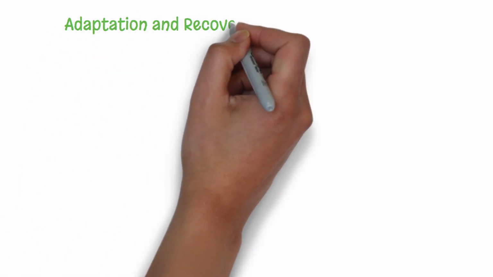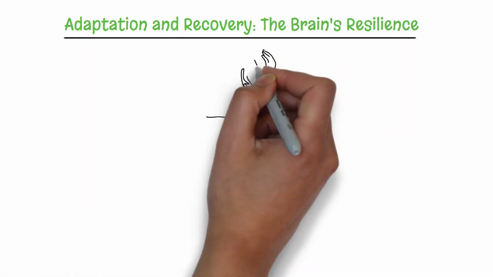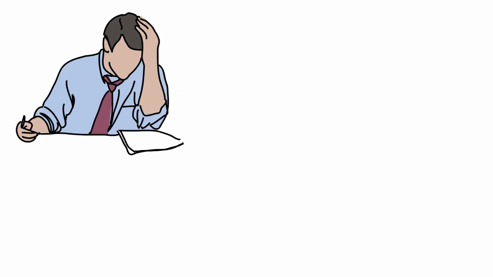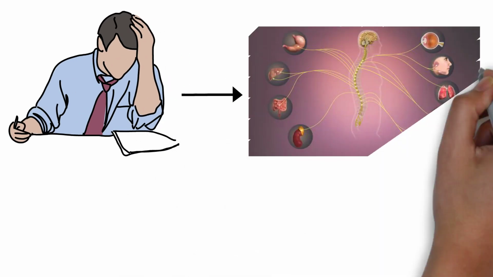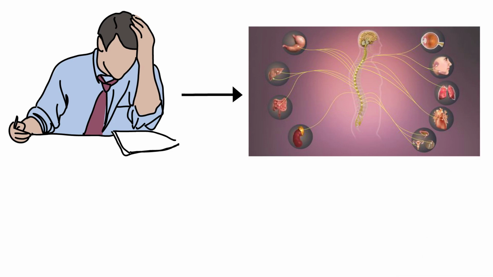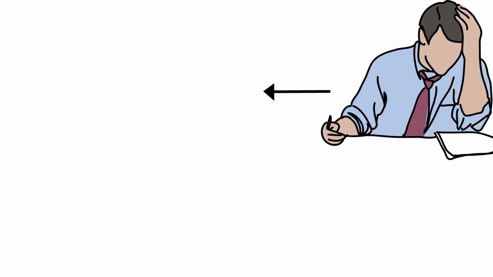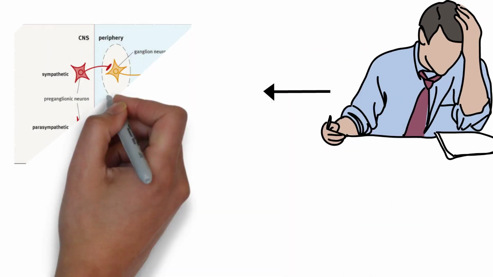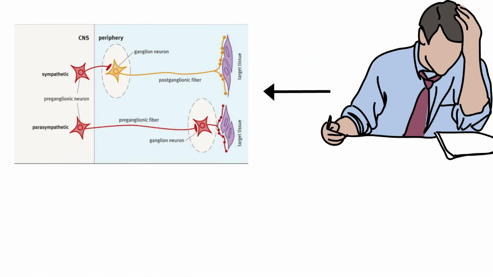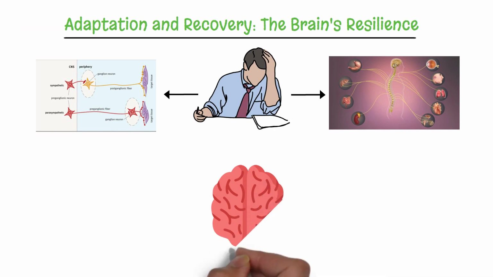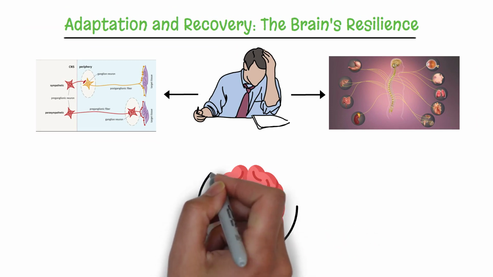Adaptation and recovery, the brain's resilience. When confronted with anxiety, such as a loved one's unexpected delay, the sympathetic nervous system triggers a stress response, elevating heart and breathing rates. Once the worry is alleviated, the parasympathetic nervous system ushers in a state of calm, restoring the body to equilibrium.